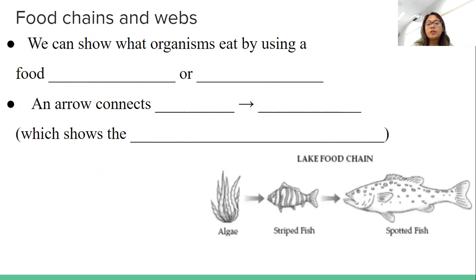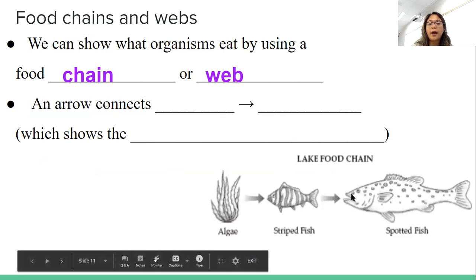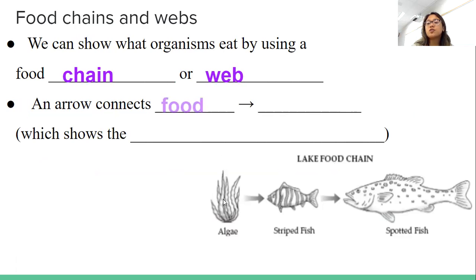Now, we can show what organisms eat by making a food chain or a food web. If you see, here's a food chain, and here are arrows pointing to different organisms. Now, on the left of the arrow, that's the food. And on the right of the arrow, that's the eater. That's the thing that's eating.